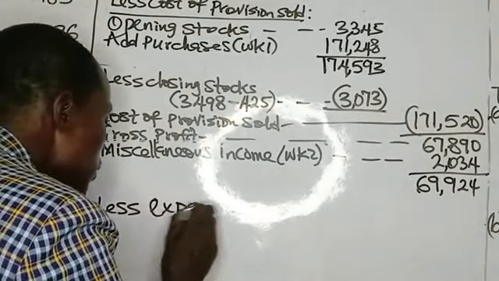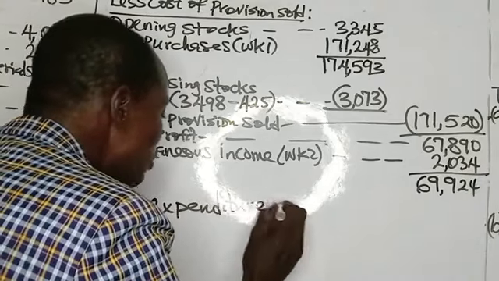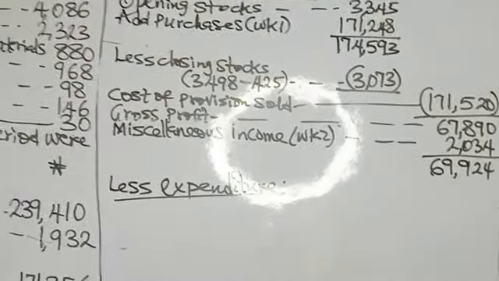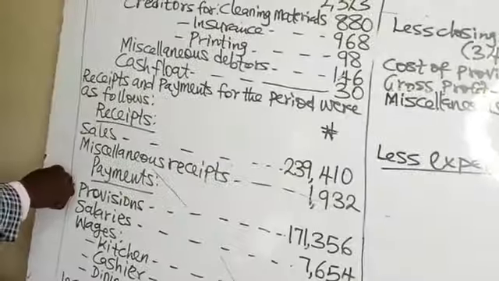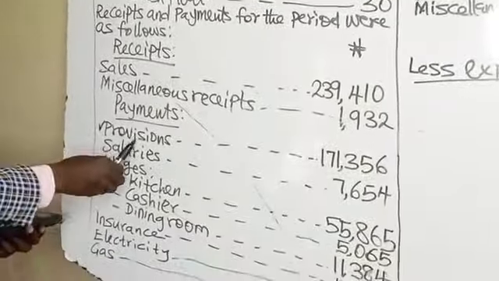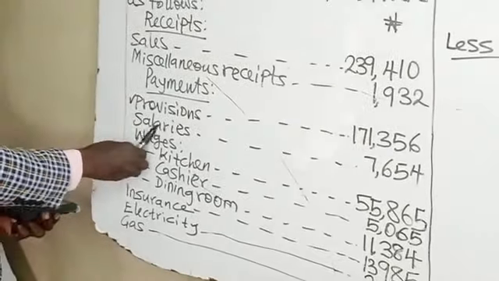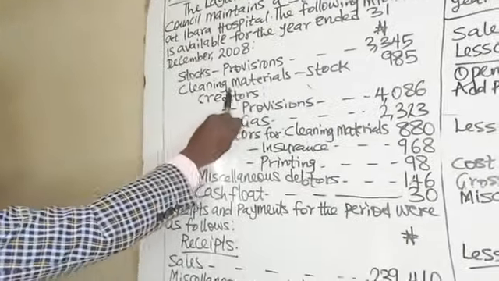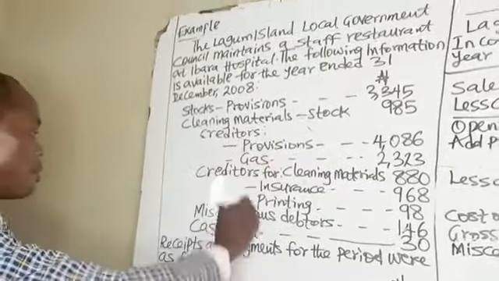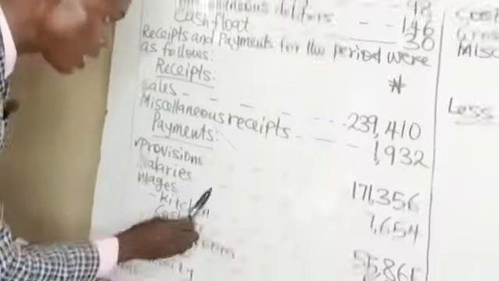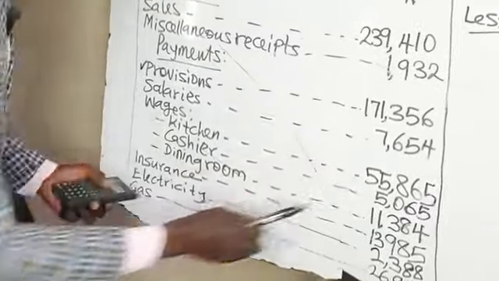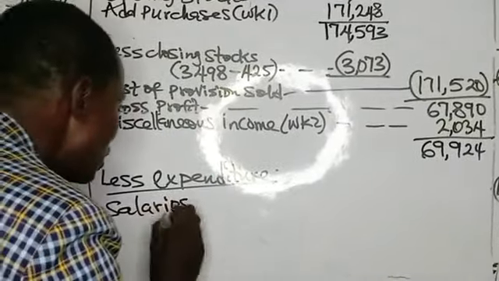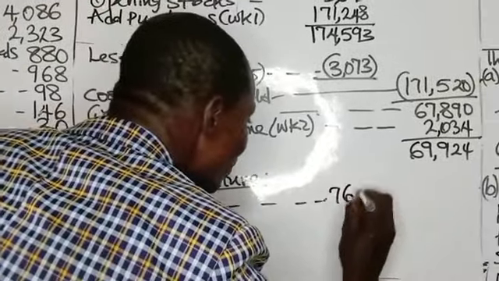Expenditure. What are the items of expenditure given in the question? Back to the receipts and payment. The provisions have been considered, and these have been used in calculating the purchase figure. Then we have salaries. We did not have any outstanding salaries. We didn't have any balance in the opening entries. So salaries amounted to 7,654. Salaries, 7,654.